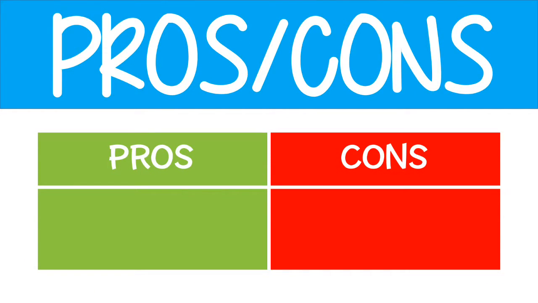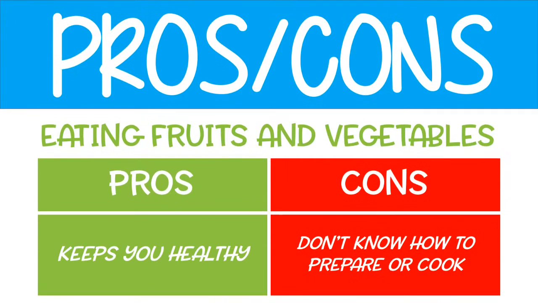In order to create a persuasive advertisement, you and your partner or group will need to identify the pros and cons of eating fruits and vegetables and being physically active. Start by brainstorming ideas and coming up with a pros and cons list on a piece of paper like on the screen. For example, a pro of eating vegetables is they help keep you healthy, but a con might be you don't know how to cook them. Do the same for the pros and cons of physical activity.